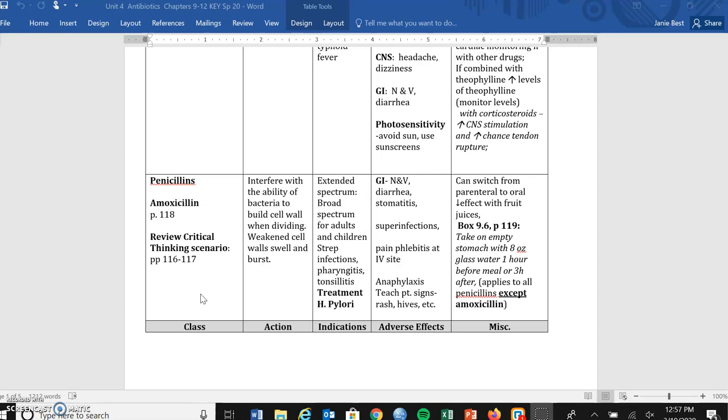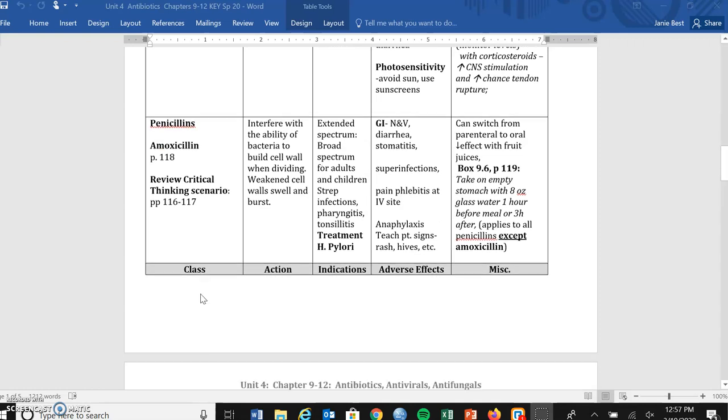A lot of individuals are particularly allergic to the penicillin class of drugs.